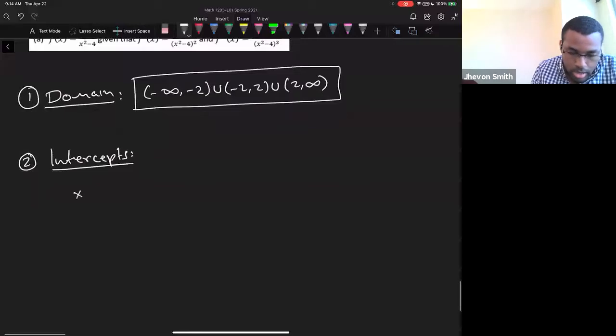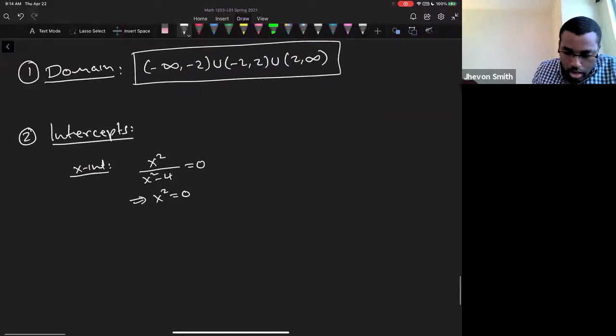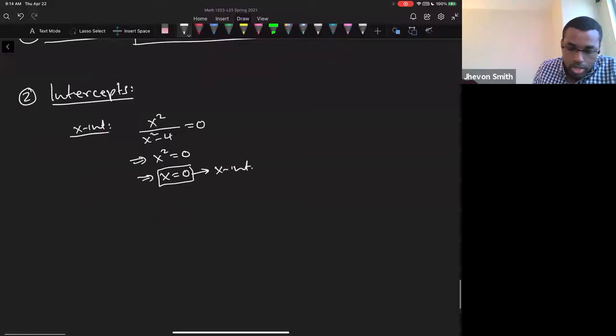So we're going to find the x-intercept. So this means you need x squared over x squared minus 4 equals 0. That of course means that x squared equals 0, and that means that x equals 0 is your x-intercept. Remember, a fraction is only 0 if the numerator is 0, and you need to make sure that what makes the numerator 0 does not also make the denominator 0, because that would be an issue.